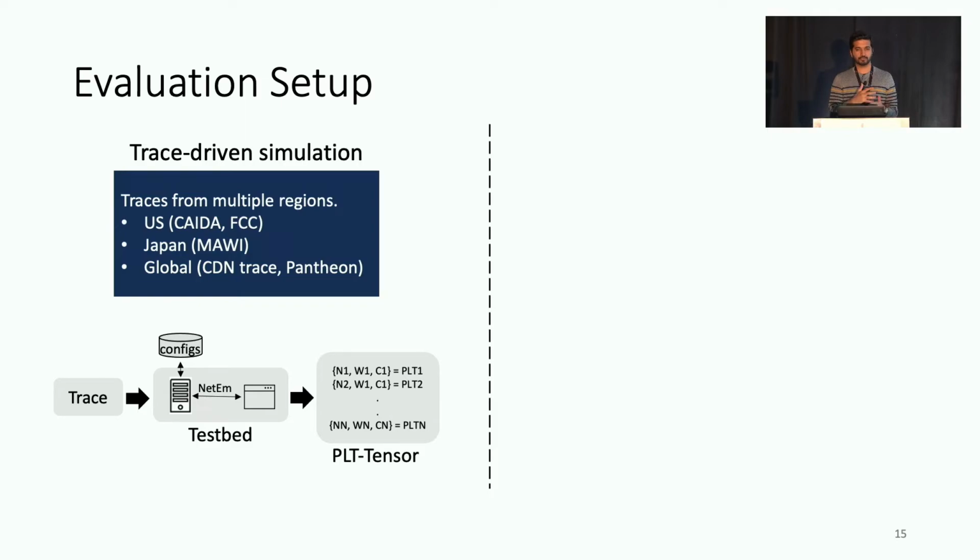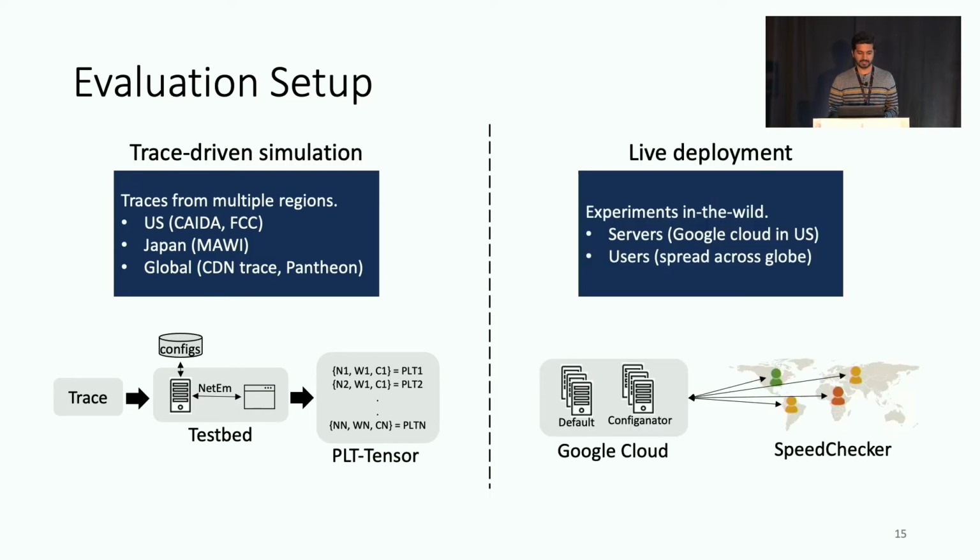So we took a 2-pronged approach towards evaluating our system. The first was a trace-driven evaluation, where we built a simulator that can incorporate diverse traces and simulates the interaction of our system and page loads. The second was a live deployment, where we built a prototype of the system and deployed it to Google Cloud. Our users were spread across 4 continents by using a platform called Speed Checker. We had around 3,200 users in total.